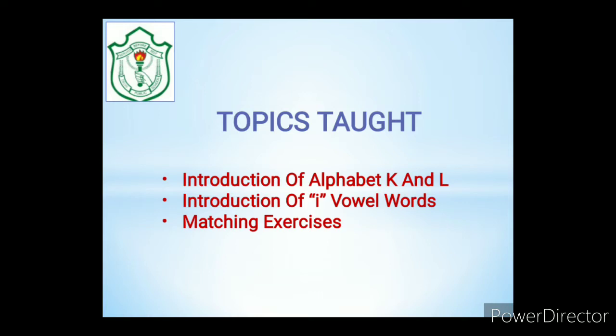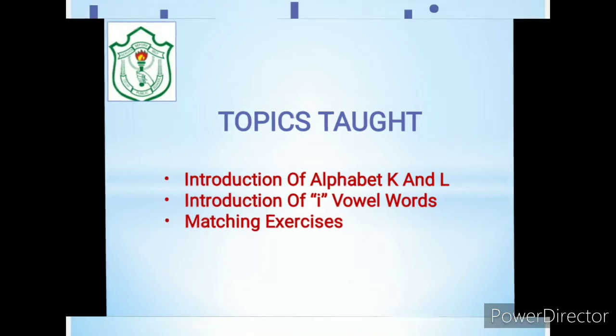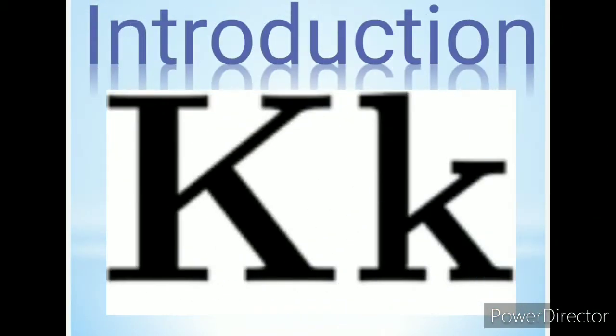So let us start. See, this is the alphabet K and this is a capital and small alphabet K. Now what is the sound of K? The sound of K is K. Now let's see some objects that is starting with the letter K.